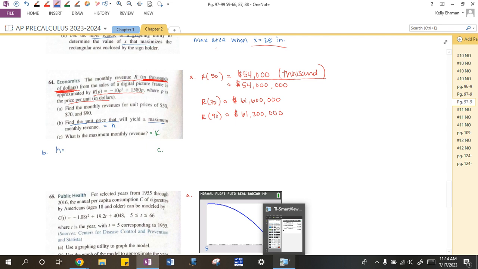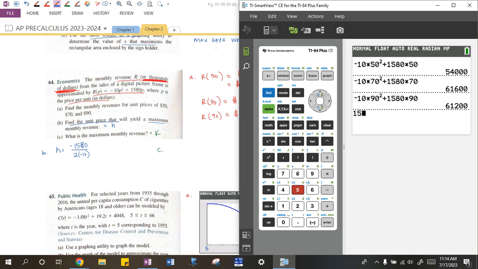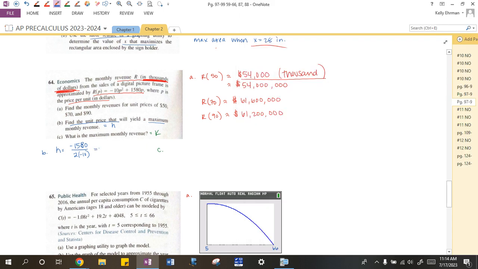So I don't have this graphed, so I'm going to go back to my formula again. The opposite of B over 2 times A. So 1580 divided by 20 is 79. So when P equals $79, this is the price per unit. That's when we get a maximum revenue.